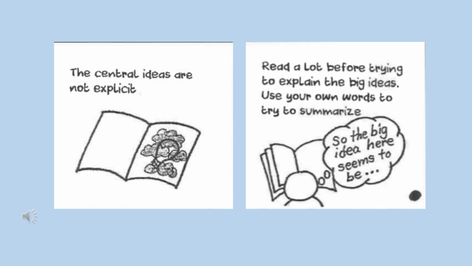What do you do when the main idea or essential idea is implicit, meaning the author doesn't tell you what the main idea is? Well, one strategy is to read a lot before trying to explain what the main idea is, and then use your own words to try to summarize. See what the big idea seems to be.